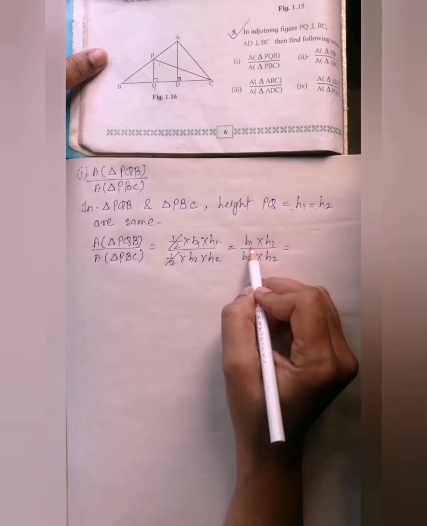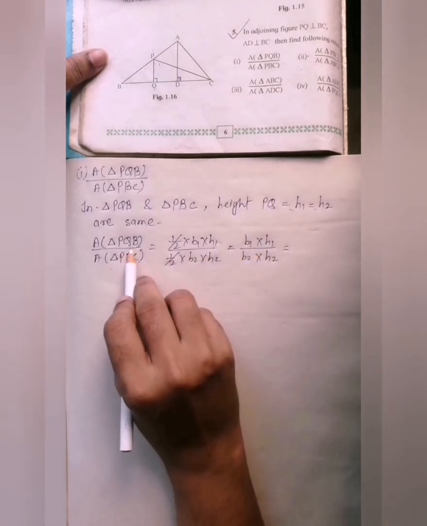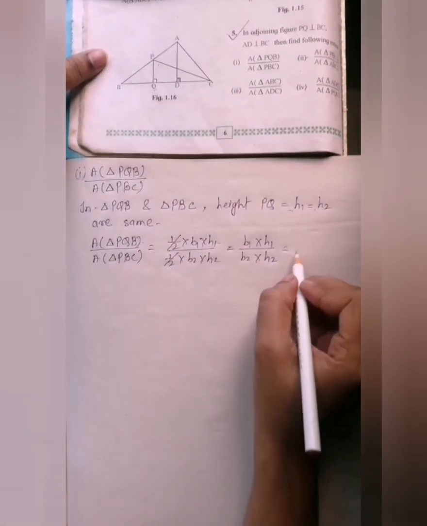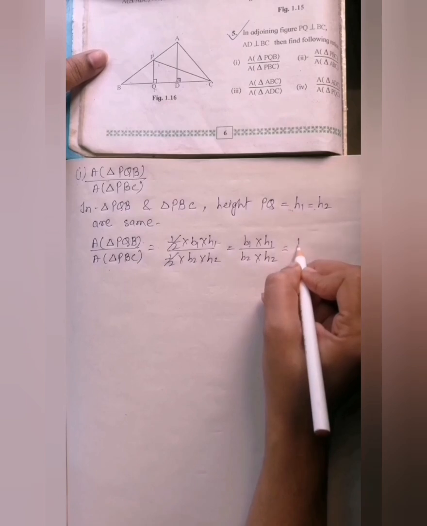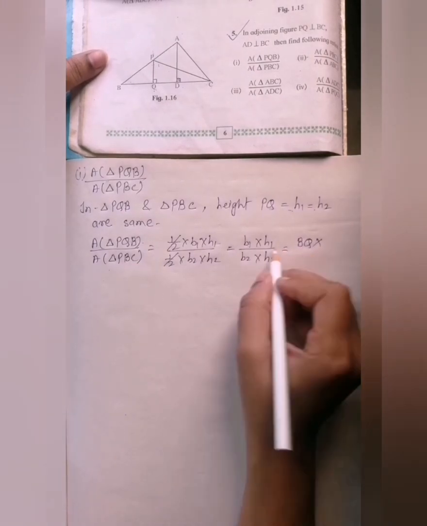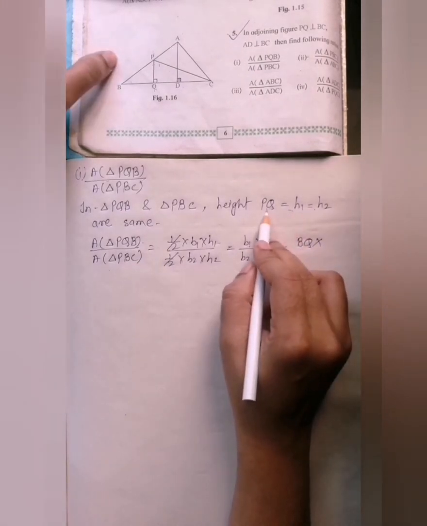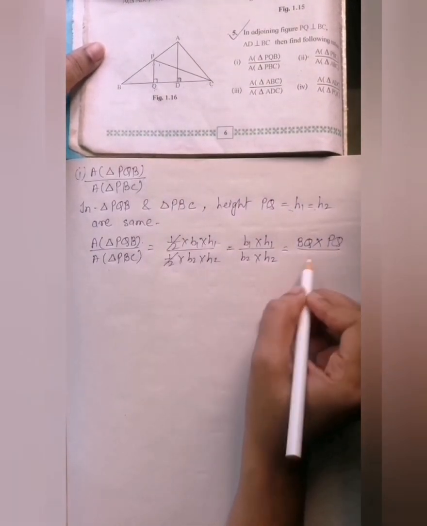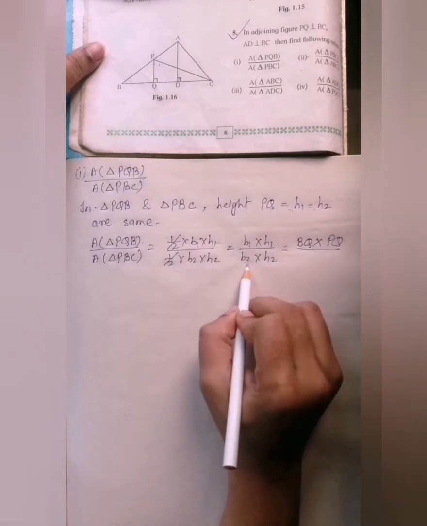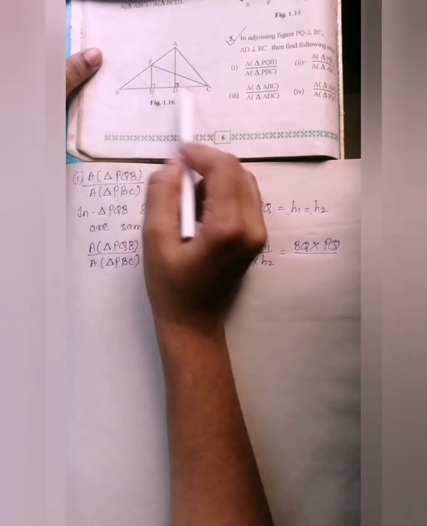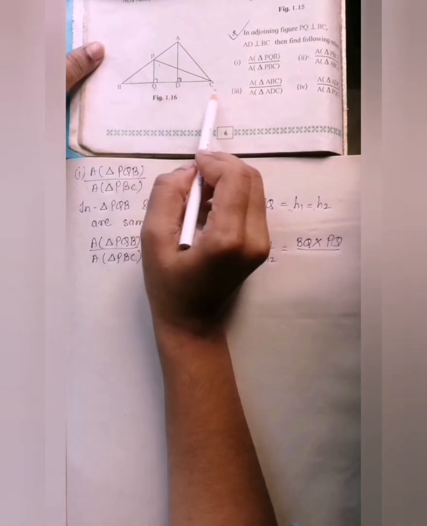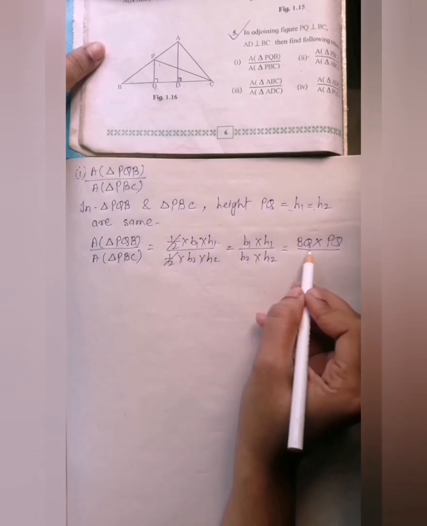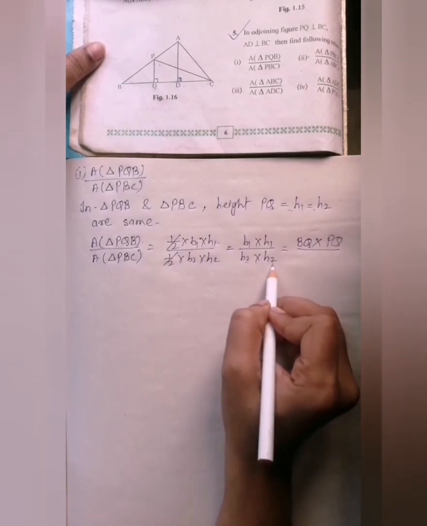Now what is the base of the first triangle? So PQB, there is a PQB. So this is the base, BQ. So write down here BQ multiply H1. H1 is what? PQ. PQ means this is the height of this triangle. So write down here PQ upon. After that, B2, the second triangle. B2 is what? QC. Clear? So write down here QC.